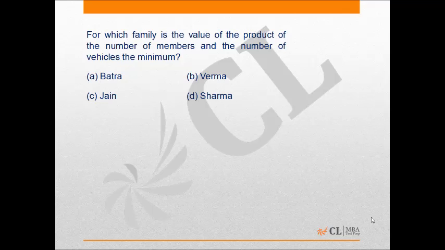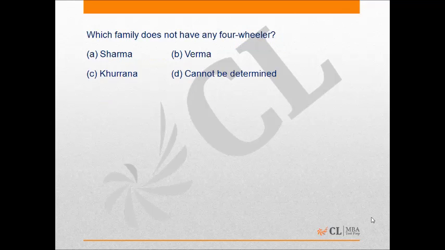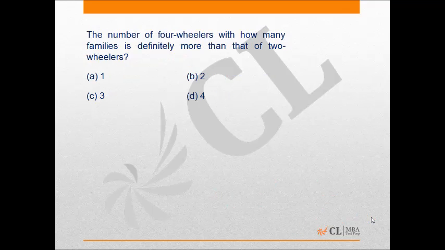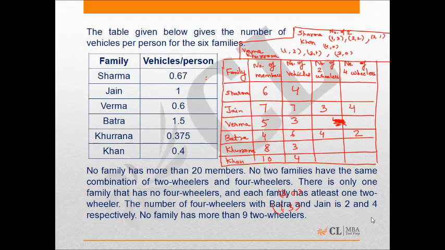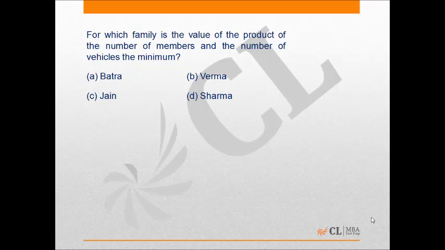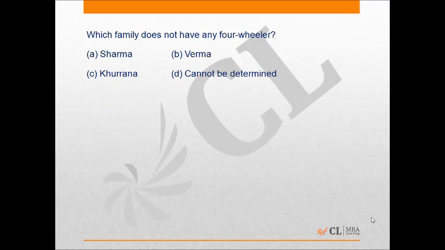Now let's move to the last question. Which family does not have any four-wheeler? So if I go back to the table, I cannot fill this table completely. So if you look over here, the data cannot be figured out from the given table. So the answer should be option D, which is cannot be determined.